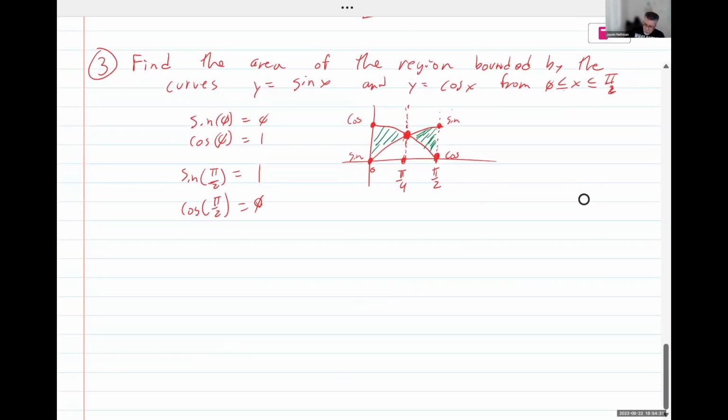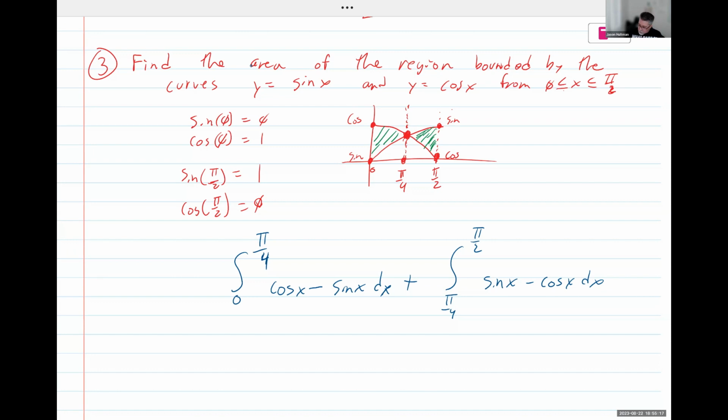Okay, so how are we going to set this up? We're going to set this up as from 0 to pi over 4. We're going to start with the one on top. Well, what's the one on top from 0 to pi over 4? Cosine. Cosine, thank you. And then the one on bottom is obviously sine, dx. Plus, we're going to set up the second one. This is going to be pi over 4 to pi over 2. And this is going to be sine on top, and then cosine on the bottom. Right?